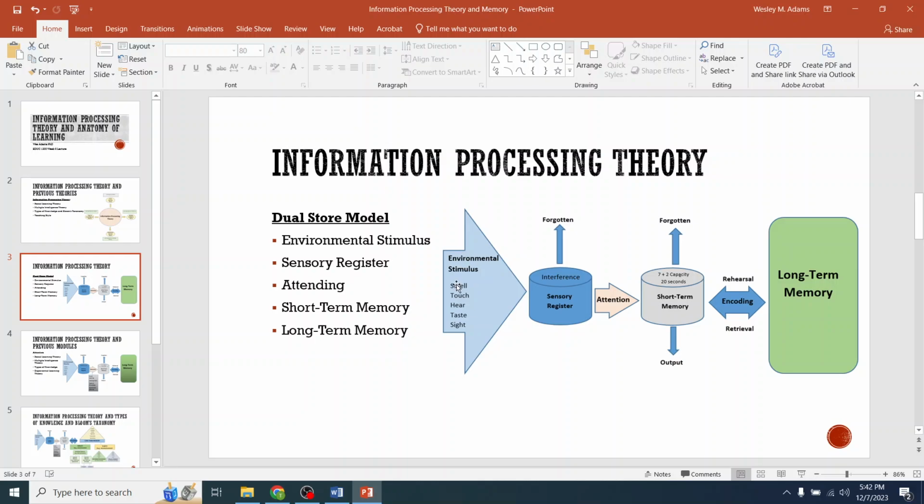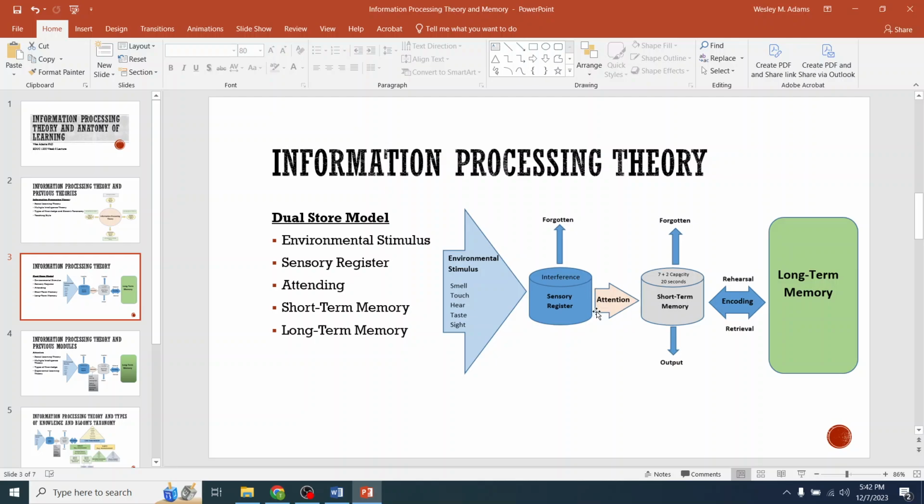So we have environmental stimulus that comes in. Smell, touch, hearing, taste, sight. If you don't pay attention to it, it's just lost. It says forgotten. That really should say lost, but this is actually how they draw it. But if you don't even pay attention to it, it was never known, so it can't be forgotten. It just never made its way to short-term memory.